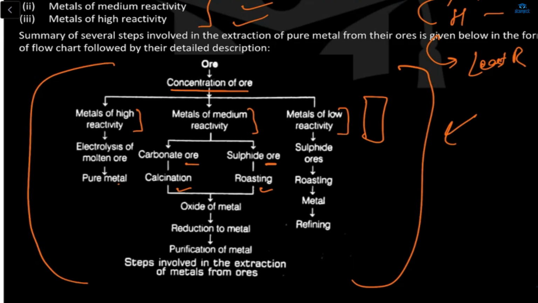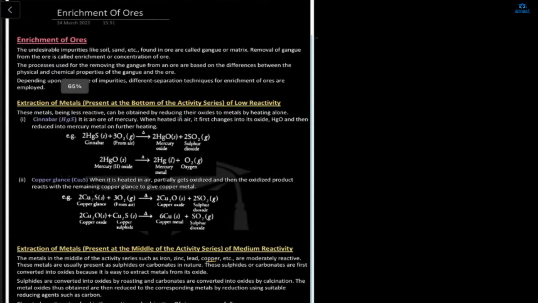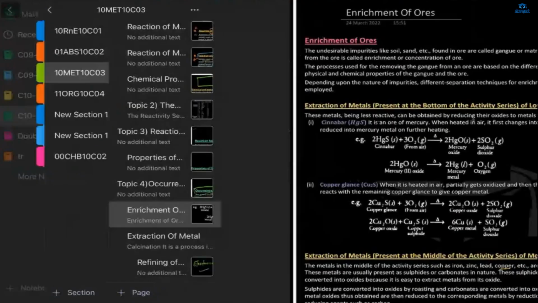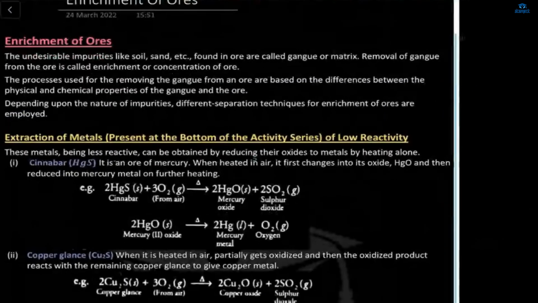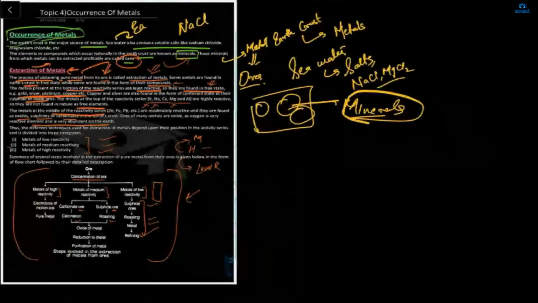And the metals of low reactivity are divided into again three types: sulfide ores, roasting metals, and refining. Okay. Now we will learn what is enrichment of ores. But firstly, you have to give me the answer to some questions.